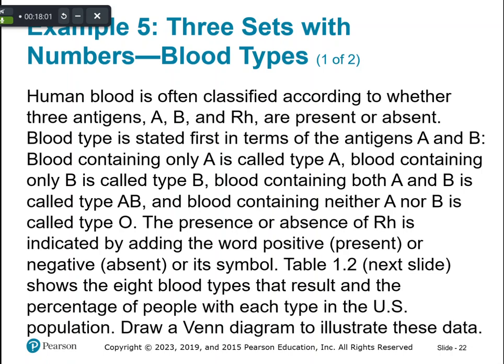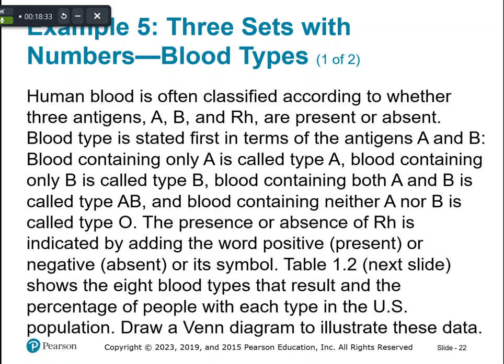All right, let's talk about blood types. Human blood is often classified according to whether 3 antigens, A, B, or Rh, are present or absent. Right, that's it. A or no A, B or no B, Rh or no Rh. Blood type is first stated in terms of the antigens A and B. Blood containing only A is called type A. Blood containing only B is called type B. Blood containing both is called AB. And blood containing neither is called type O.